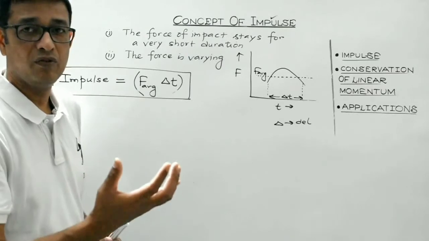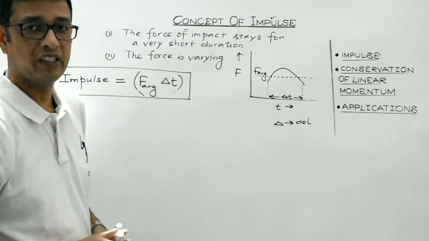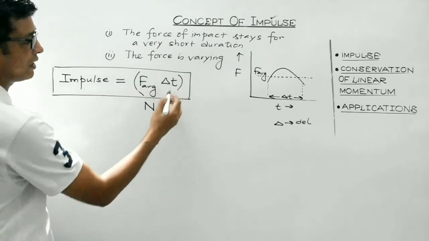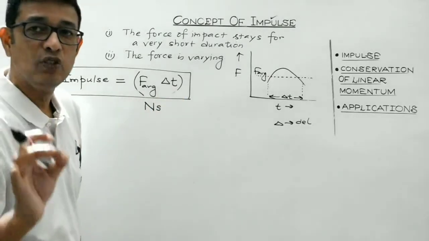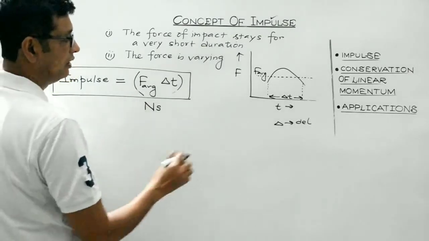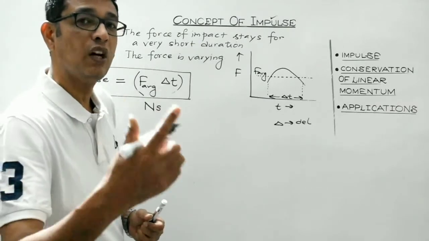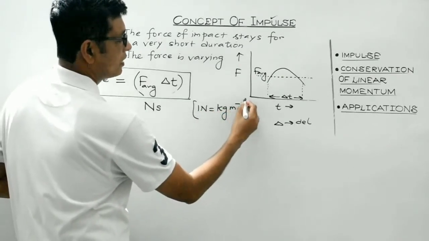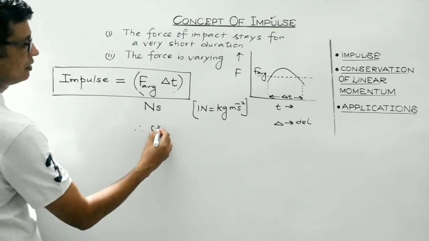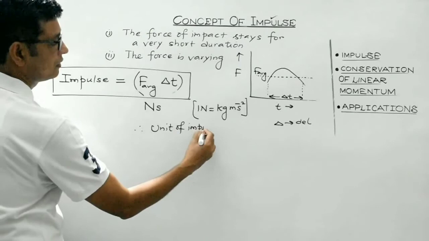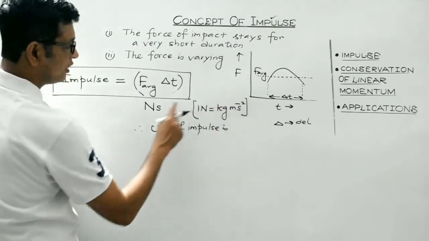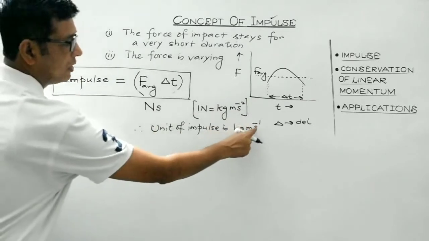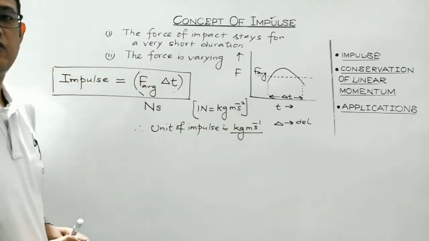There is another definition as well, which I will state after deriving the mathematical part, right? So what about its SI unit? The SI unit of force is Newton. The SI unit of time is second. So the SI unit of impulse is Newton second. Also, Newton is a unit of force, and force is mass into acceleration. 1 Newton is 1 kg meter per second square. Therefore, the SI unit of impulse is kg meter per second square multiplied by second. Per second square multiplied by second leaves us with per second, so what you get is kg meter per second. So this is the SI unit of impulse.